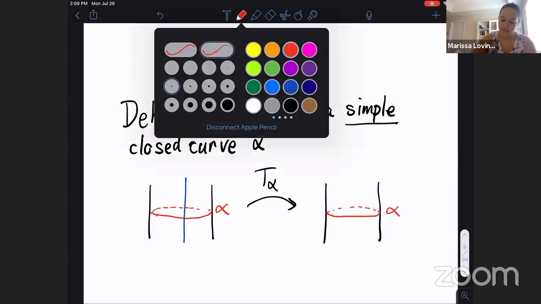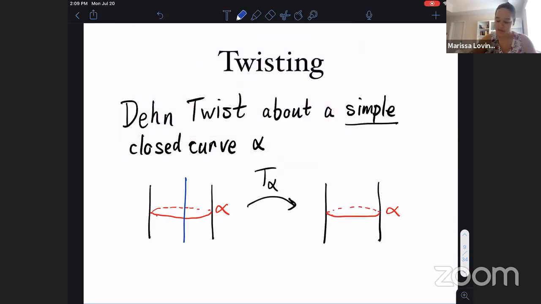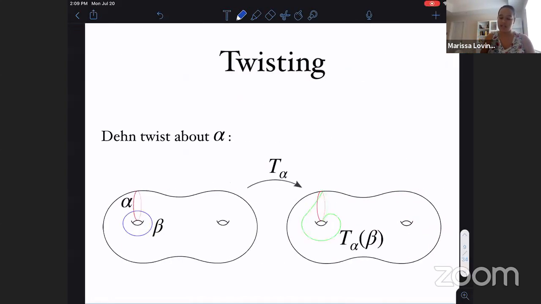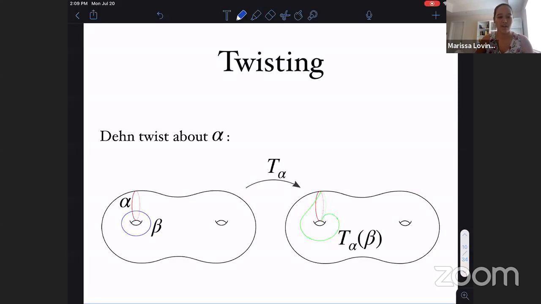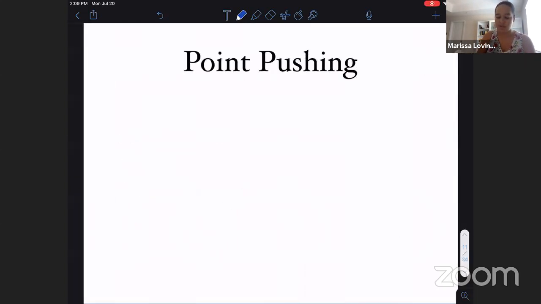But now my blue curve beta, or maybe I didn't name it, but you could call it beta, just gets twisted around and comes back. So this is the image of my Dehn twist. And you can see this in our surface. Here I have my curves, you can see why I was calling them alpha and beta. You have my curve alpha, my curve beta, and then you can see the image of beta under the twist about alpha. It looks the same everywhere, except you see that twisting building up in the annulus around alpha. Okay, so these are all examples of homeomorphisms on my surface.